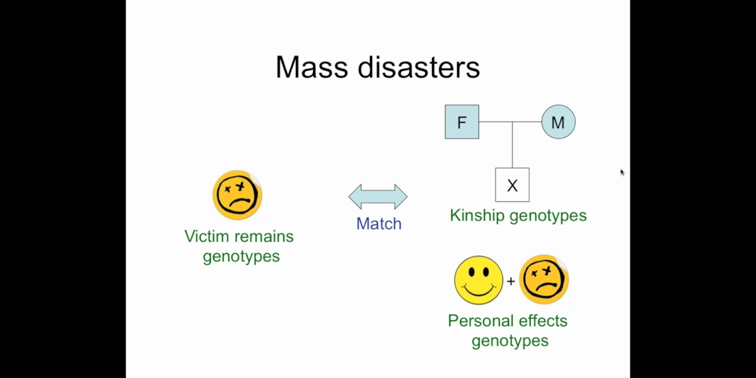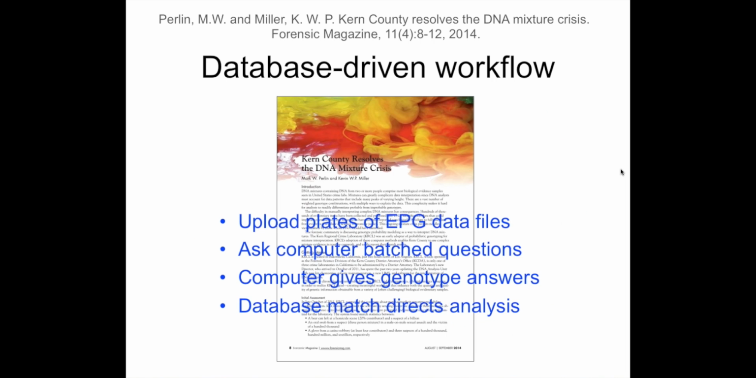And again, there's no change in architecture, there's no change in math, there's no change in procedure. All that happens is that single contributor genotypes from whatever source, mixtures, charred remains, kinship, personal effects, are all uploaded to a genotype database for single contributors, and then matching occurs automatically between them, computing sensitive and specific likelihood ratios.